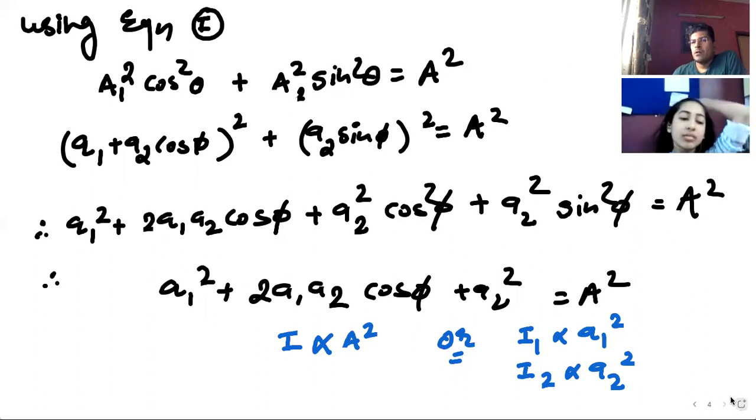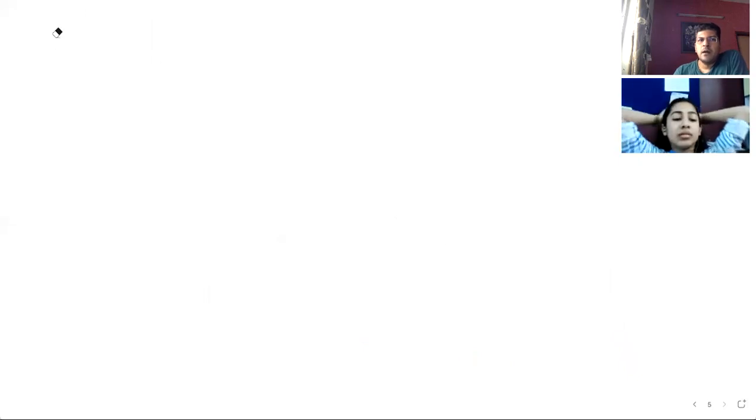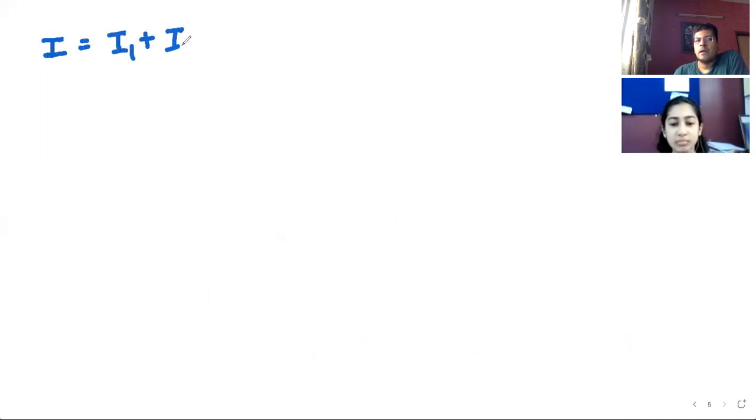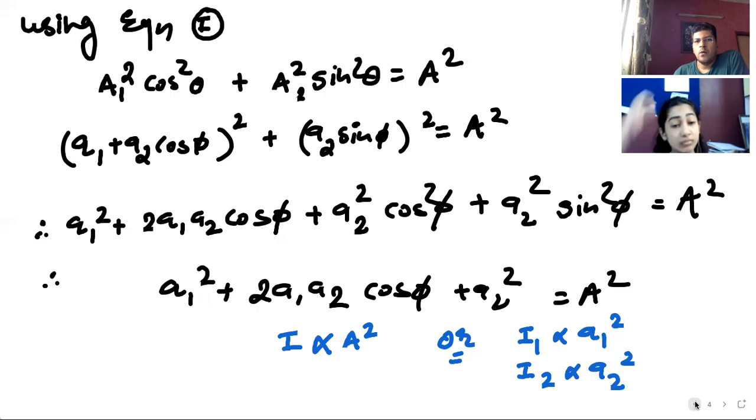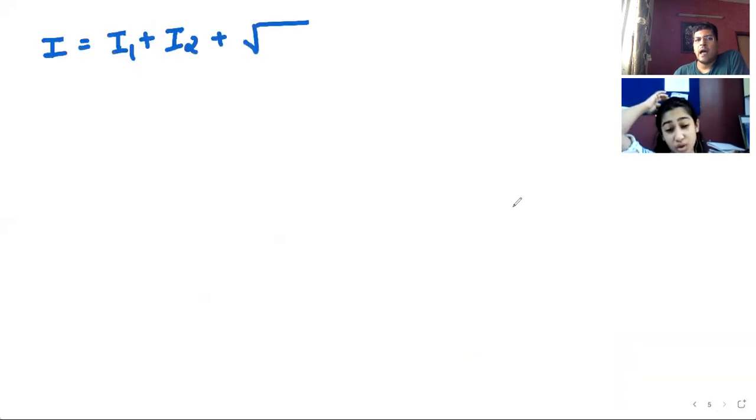So my expression will become: capital I is called my net intensity. It is the sum of the first one and the second one, plus the square root of small I1 I2.